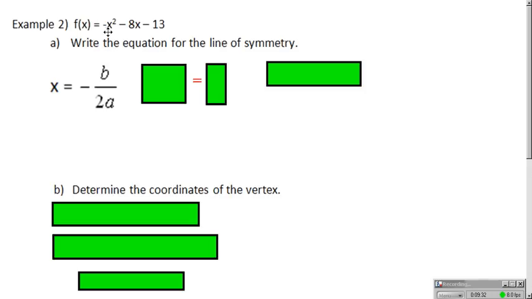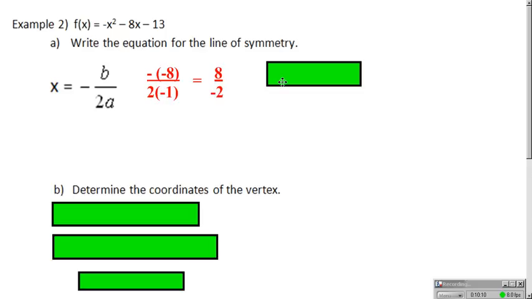Notice that the a value is actually -1 here because it's -x squared. So let's go ahead and substitute in. The b value is -8. So we have negative, holding that negative sign, -8 on the top. On the bottom, the denominator, we have 2 times -1. Negative times -8 is 8. 2 times negative 1 is negative 2. So when you simplify it, 8 divided by negative 2, you'd wind up with negative 4.